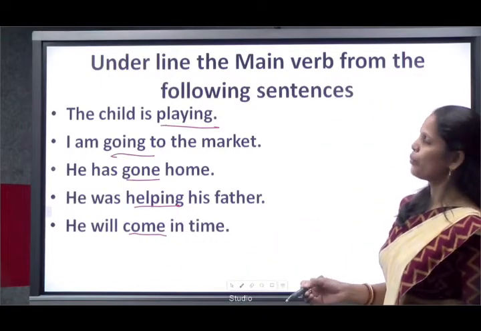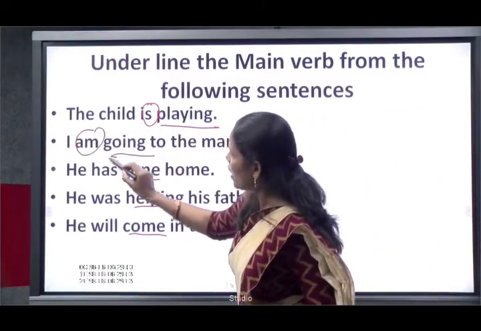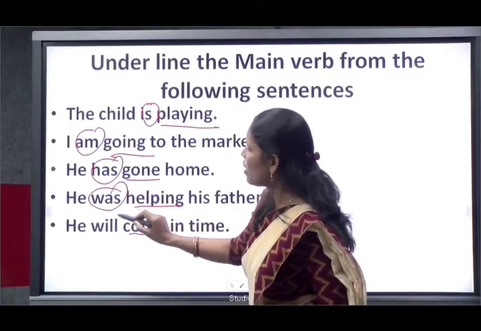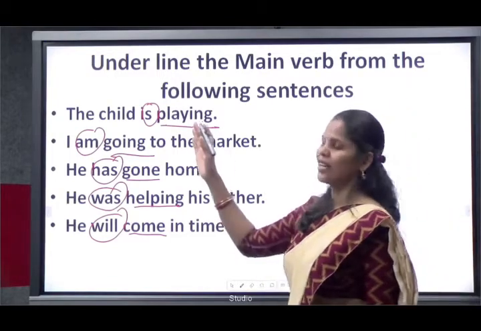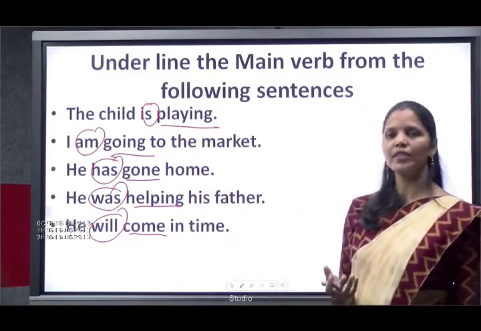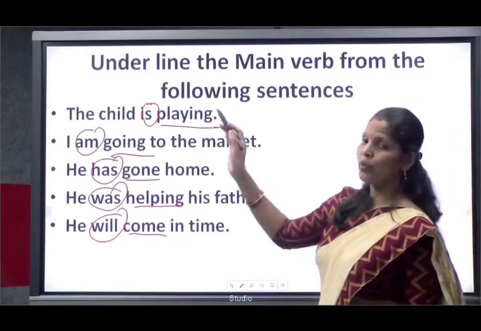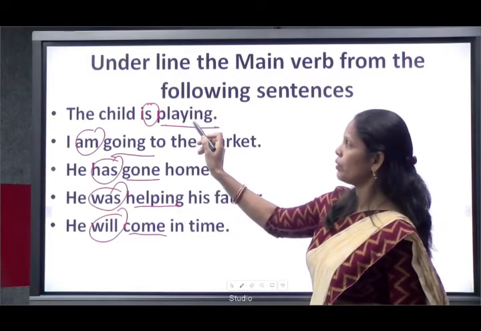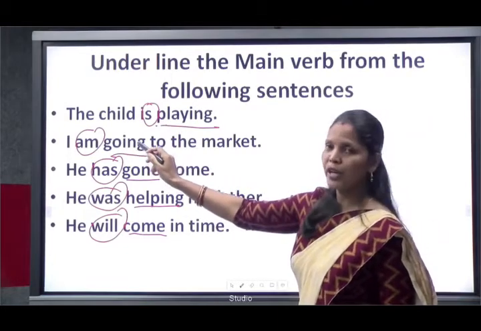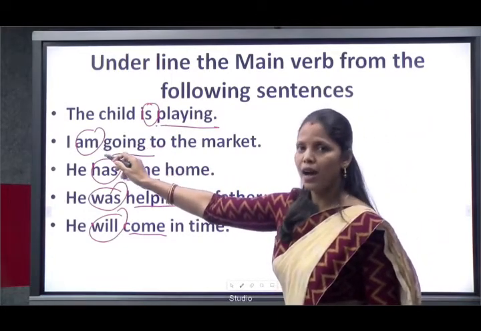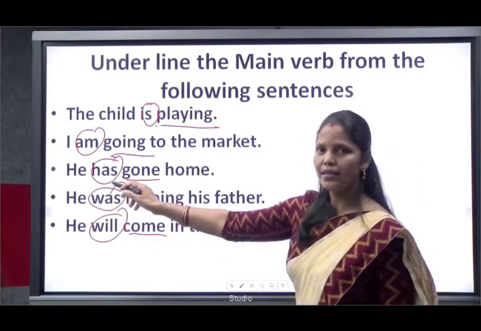Apart from this, we find some more words such as is, has, was, and will. What are these words? Yes, these words are called auxiliaries. What is an auxiliary? An auxiliary is a verb which always comes before the main verb. Here we find playing, and before it is is the auxiliary. Going is the main verb, and before that the word am is the auxiliary. Gone is the main verb, and before that has is the auxiliary.